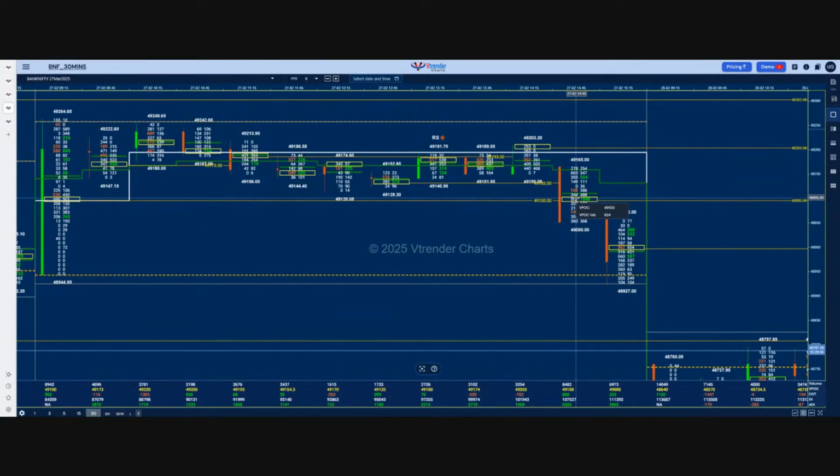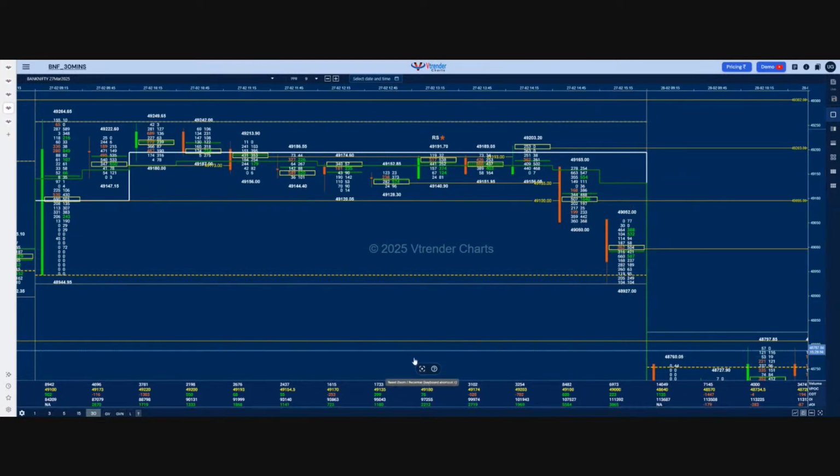This was the LTPO, where we had the highest volumes at 49,100, and this is the M, where we had the highest volumes at 49,000. So these two were our important references. 49,000 was our rollover point. Below this we were bearish, above this we would have been bullish, but this again was one reference.